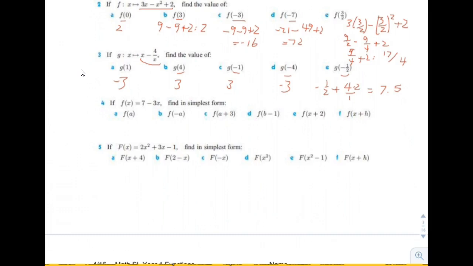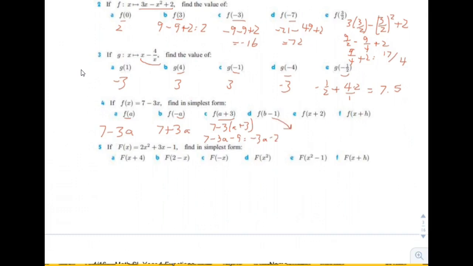Okay. The input of A is just going to give 7 minus 3A. The input of negative A is just going to give us 7 plus 3A. A plus 3 in for that is going to give us 7 minus 3 times A plus 3. We can multiply that. We got 7 minus 3A minus 9, which is equal to negative 3A minus 2.